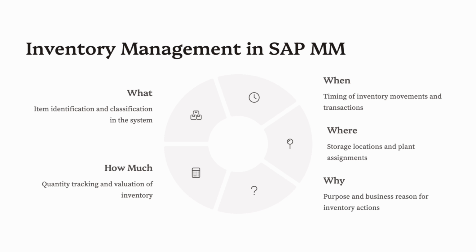101, GR against PO. 102, GR reversal. 201, GI to cost center. 261, GI to production order. 301, transfer posting plant to plant. 311, transfer posting storage location to storage location. 551, consignment issue. Each movement type triggers specific account and stock updates, so choosing the correct type is crucial.